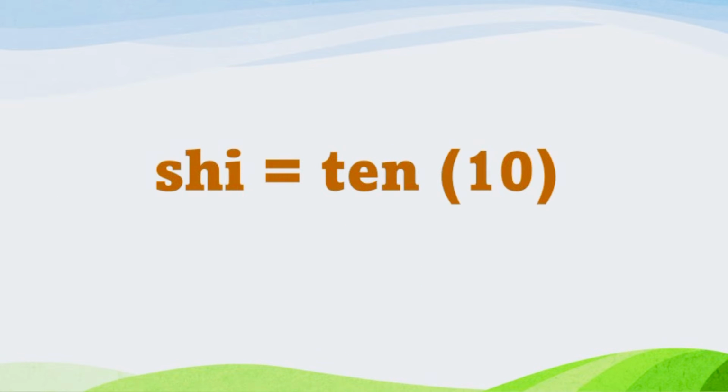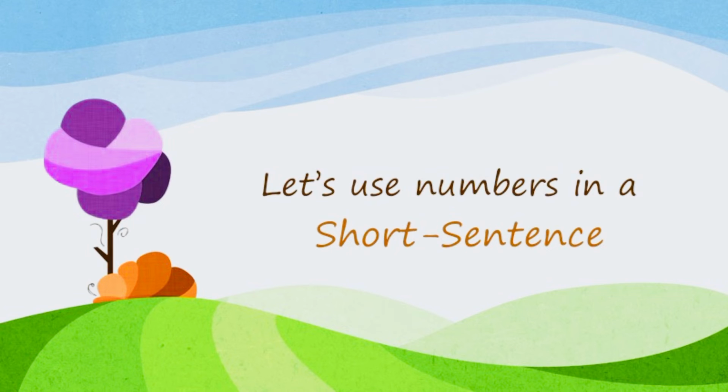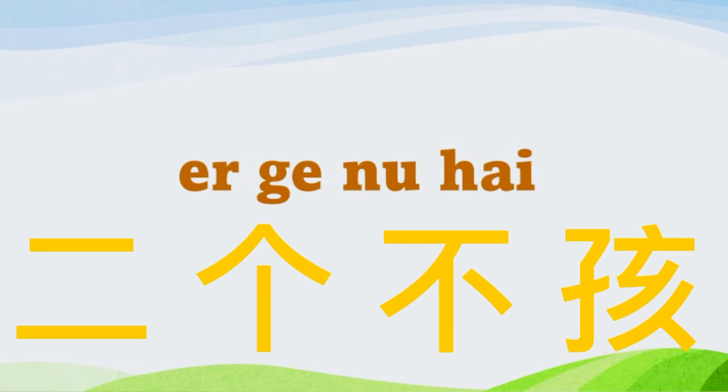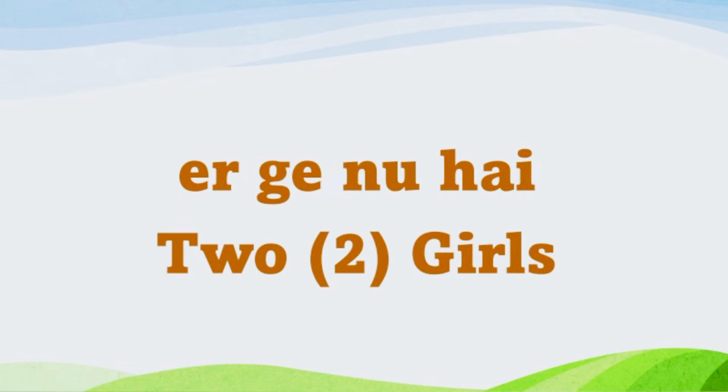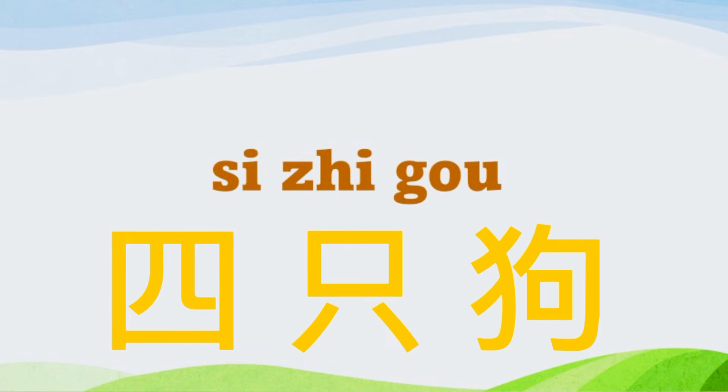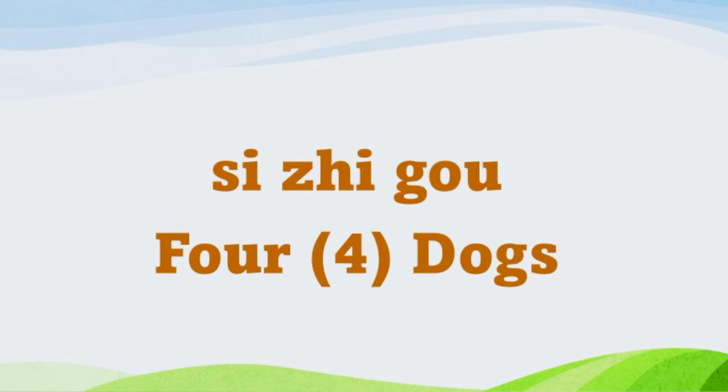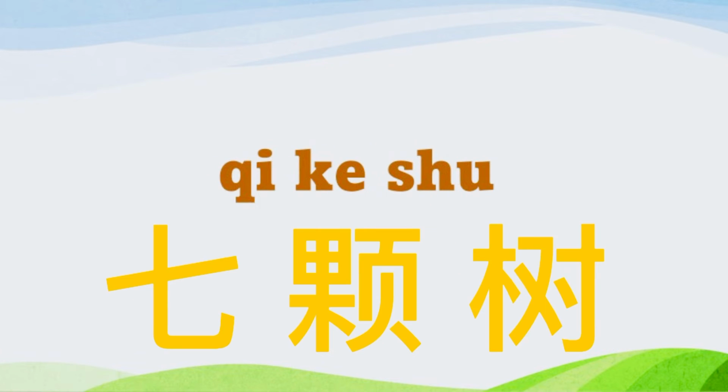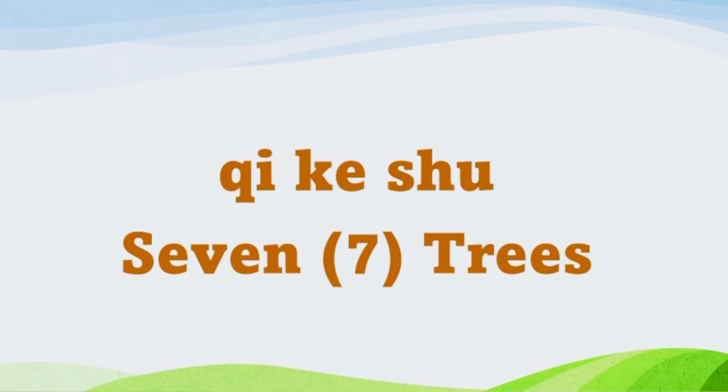Shi means 10. Now let's use numbers in a short sentence. Arjinuha, Arjinuha. Arjinuha means 2 girls. Shi ji gao, shi ji gao. Shi ji gao means 4 dogs. Chikashu, chikashu. Chikashu means 7 trees.